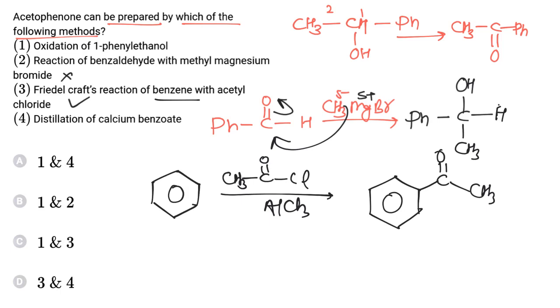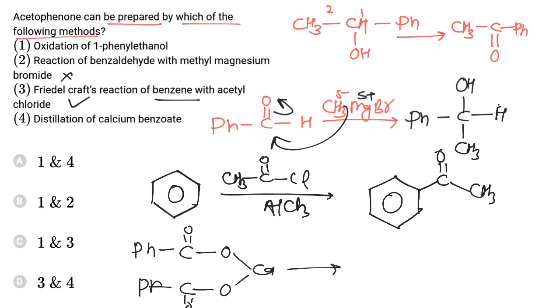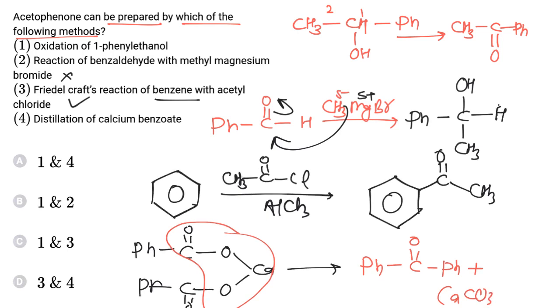Distillation of calcium benzoate. This molecule, PhC double bond O, O Ca O, C double bond O Ph, is calcium benzoate, and on heating it will eliminate a calcium carbonate molecule, and after removal of calcium carbonate it will convert to PhCOPh. So benzophenone is formed as a product, and hence 1 and 3 are correct methods for preparation of acetophenone, and hence the correct answer is C.